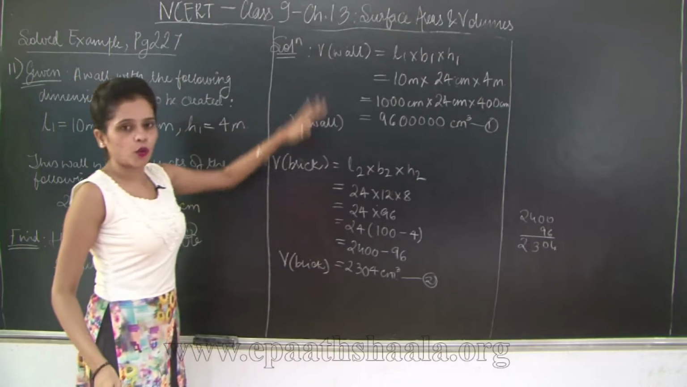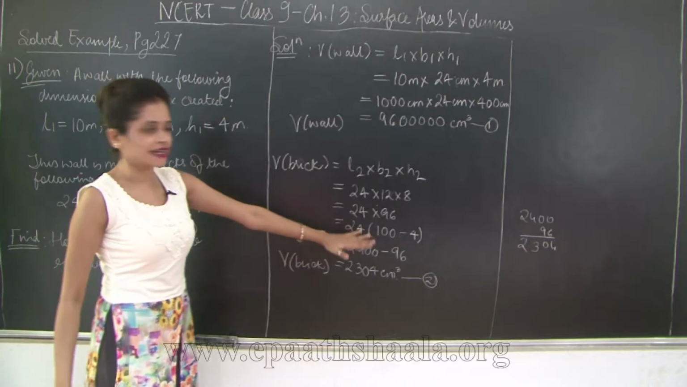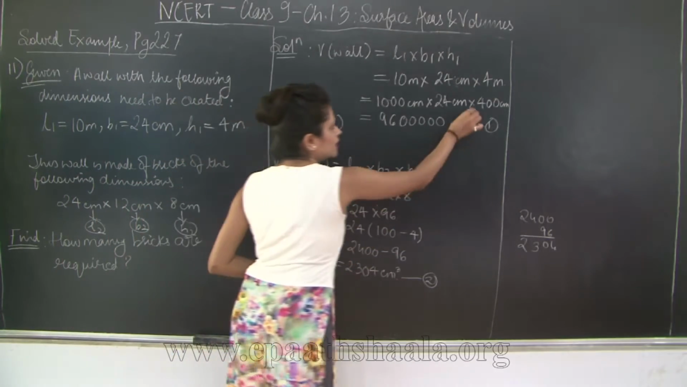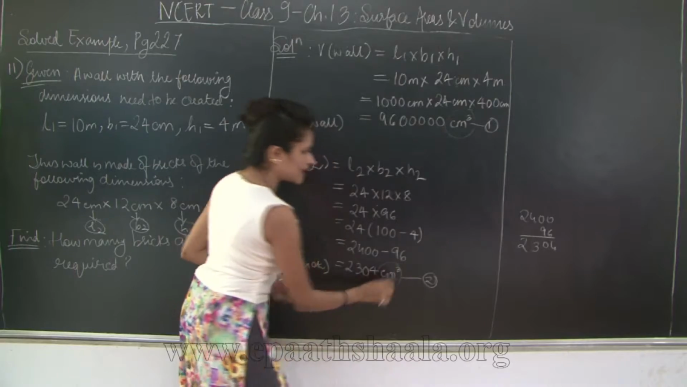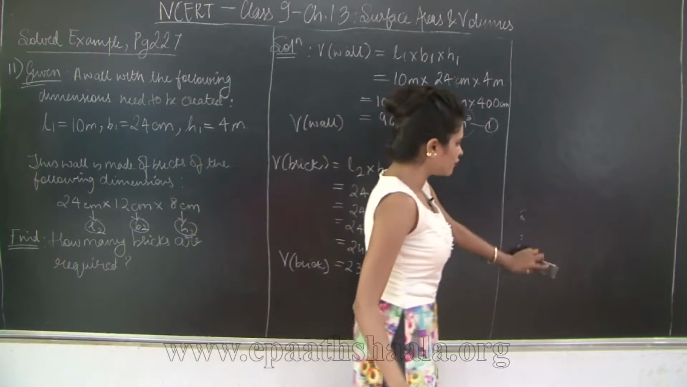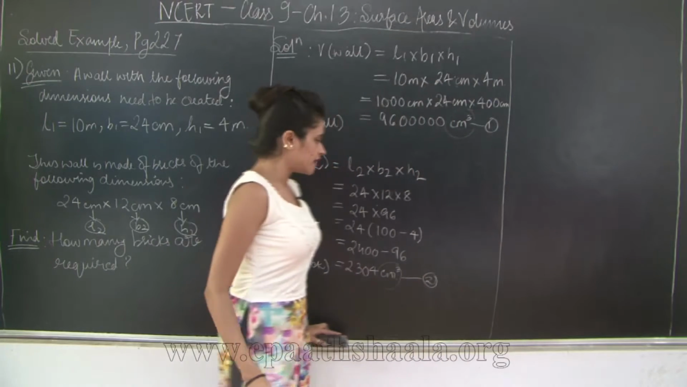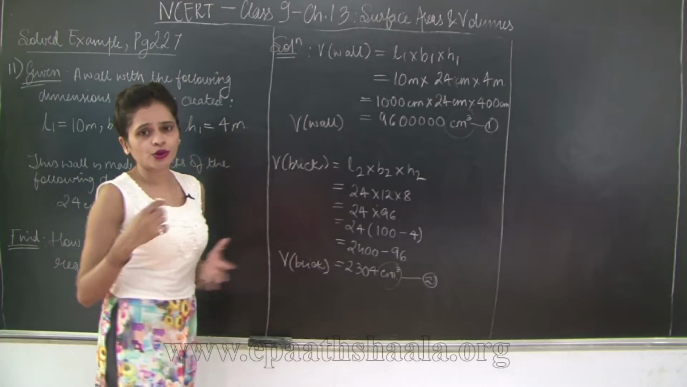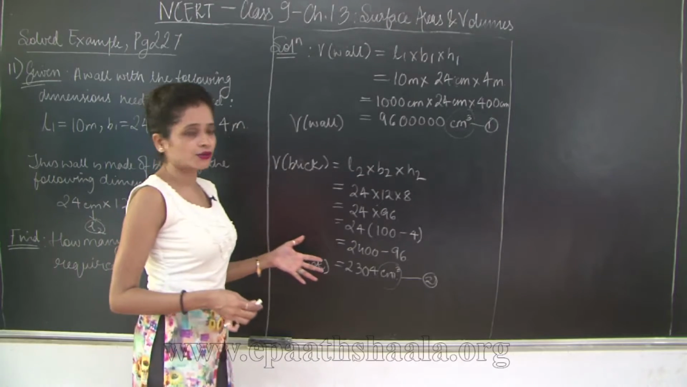So now both the volumes of the wall and brick are in cubic centimeters. So the units are the same, right? Now we can simply use the unitary method to find the number of bricks that are required. The simple way to do it, you don't even have to use the unitary method.